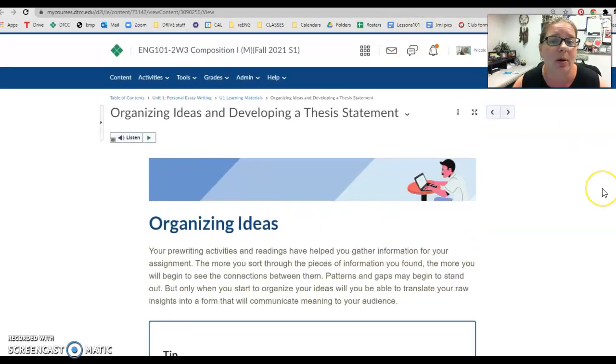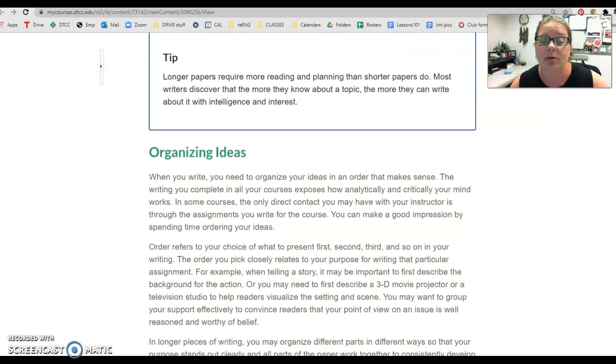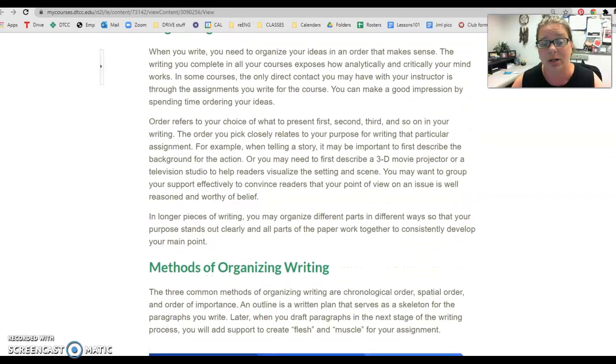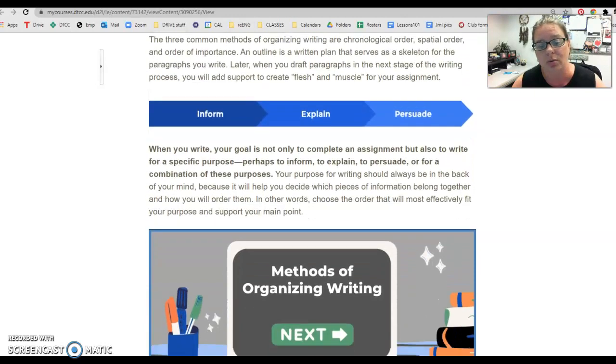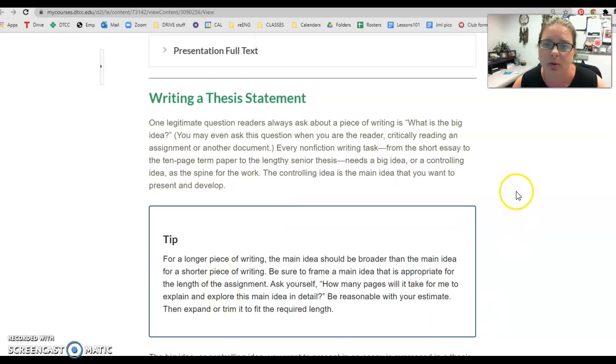Then there's a page about organizing ideas and developing a thesis statement. This is when you get to the part of the process where you know what the topic is. You've already done the first discussion board where you came up with 3 topic ideas, and now you're narrowing it down to 1 topic idea. But what exactly are you going to write about? So this webpage will help you at that stage when you are trying to get organized and figure out which ideas you want to use and which ones you don't, how you want to build your essay, and what kind of a thesis statement you want to use.